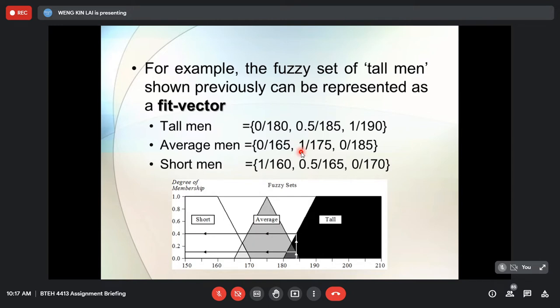If I give the value 180, would it be considered as average or tall? No, this is the fit vector which defines your memberships. If you're looking at the actual value of 180, you say my friend is 180 cm tall, so what is the membership for him? You look at these three graphs, find the point 180 here, and draw a line up.